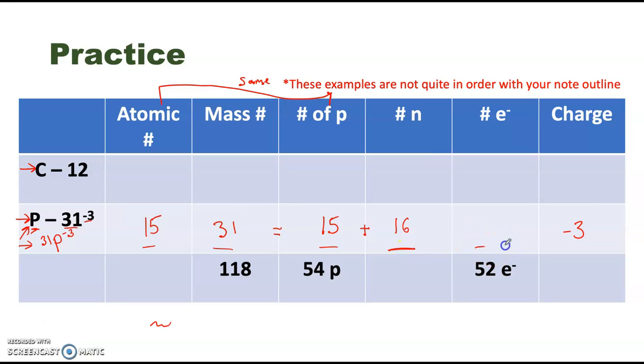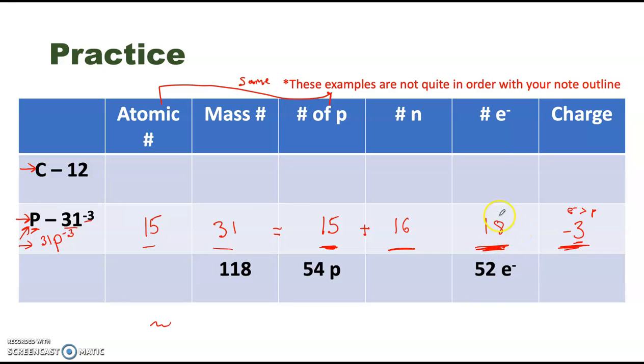Now the electrons tends to be the trickiest one here. So what this means, -3, that means we have 3 more electrons. So we have more electrons than protons. How many more? We have 3 more. So that means if I have 15 protons and I have 3 more electrons, 15 plus 3 is 18. Always check. If your charge is negative, you better have more electrons.